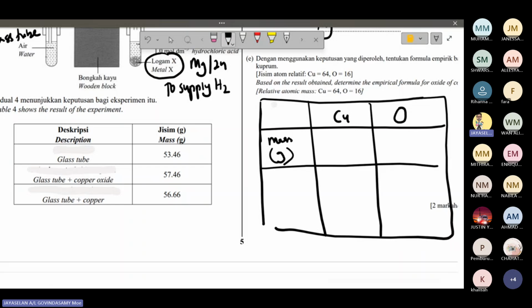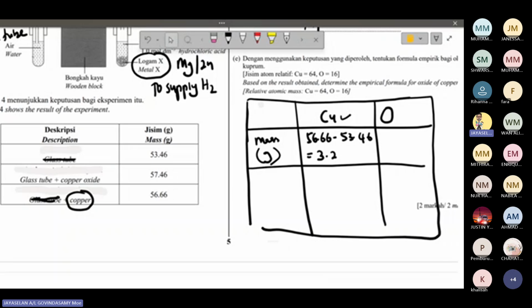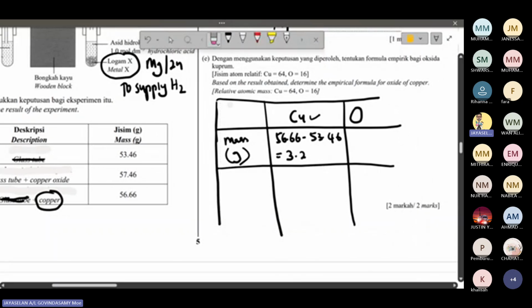So now I want to find the mass of copper, right? Glass tube cancel. What is left here? Copper. So what I do here: 56.66 minus 53.46. So what answer do I get? Try to get the answer. 3.20. So I get 3.20. Dapat kan?